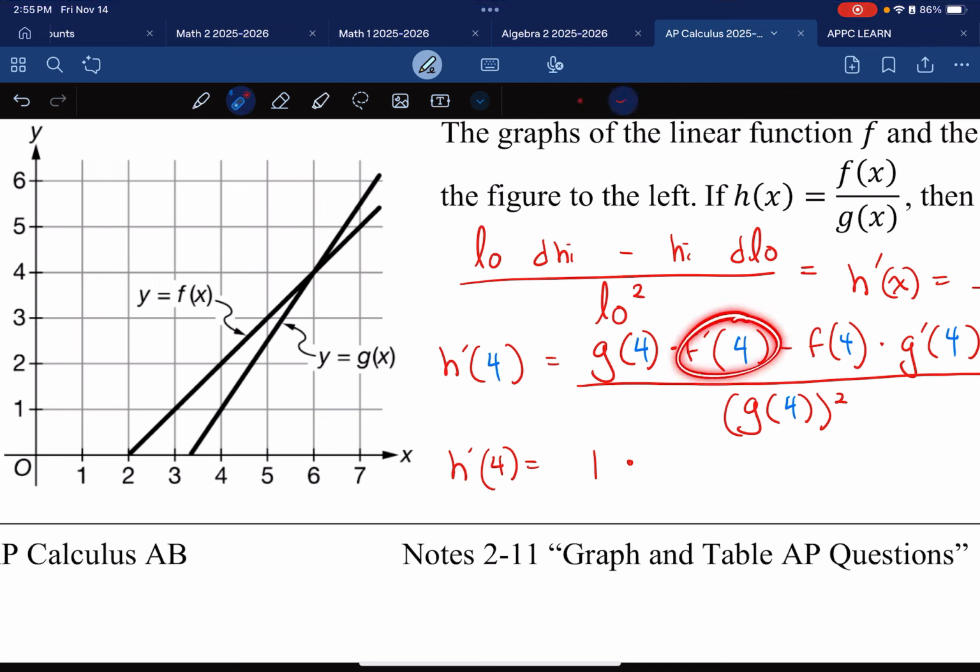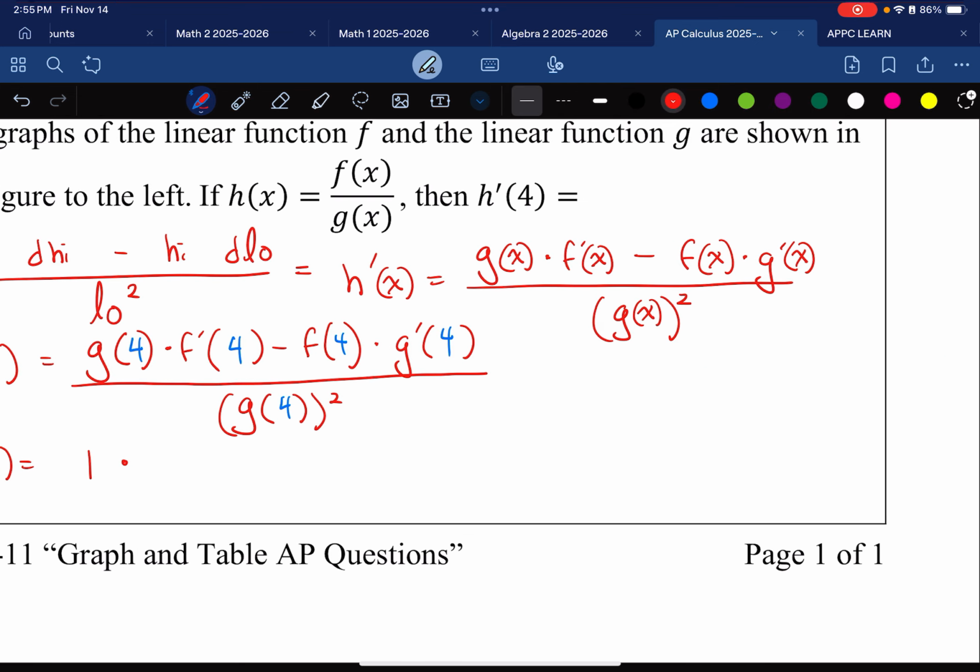Okay, f prime of 4 is the slope of f at 4. So at 4, I come up to intersect my line f. So what is the slope of this entire line? Well, I'm going right 1, up 1, right 1, up 1, right 1, up 1. Hopefully you know this, but that slope is 1. If you didn't know that, here's some scratch work off to the side.